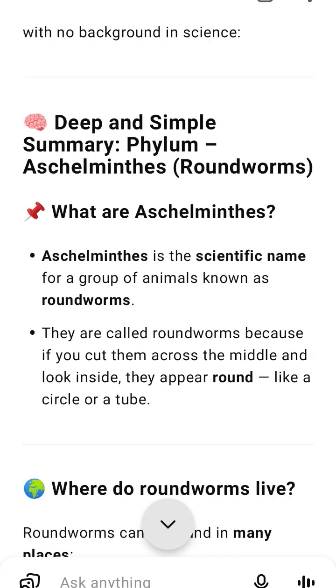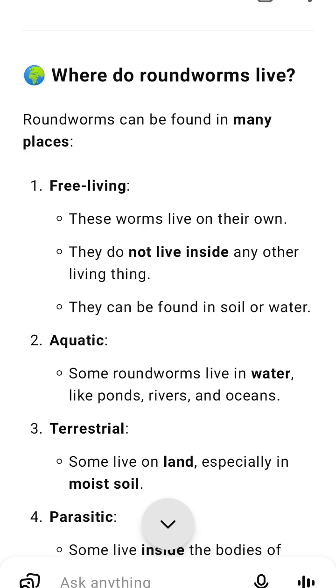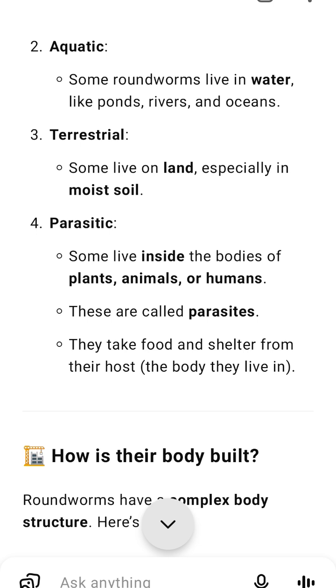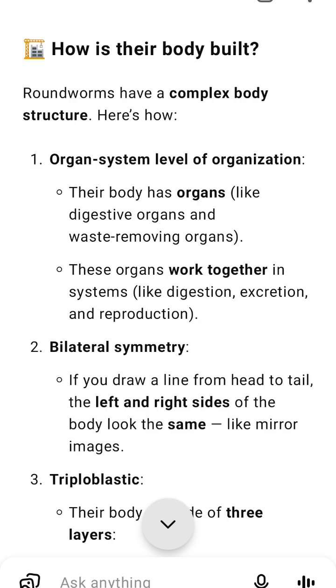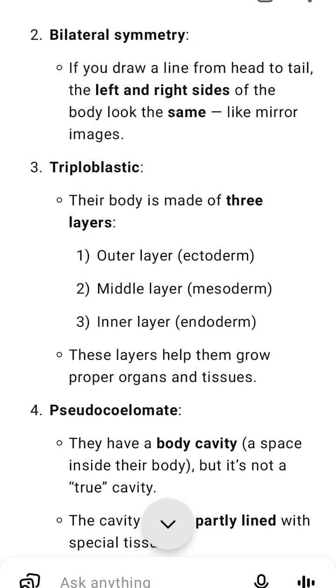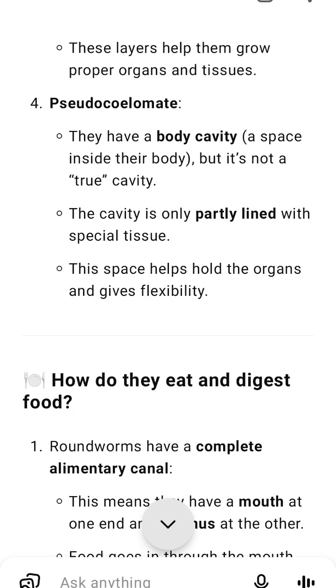Final summary table, feature details in simple words. Shape: round like a tube when cut across. Where they live: water, land, or inside living beings. Body complexity: they have real organs that work in systems. Symmetry: left and right sides of the body look the same. Body layers: 3 layers, outer, middle, inner.